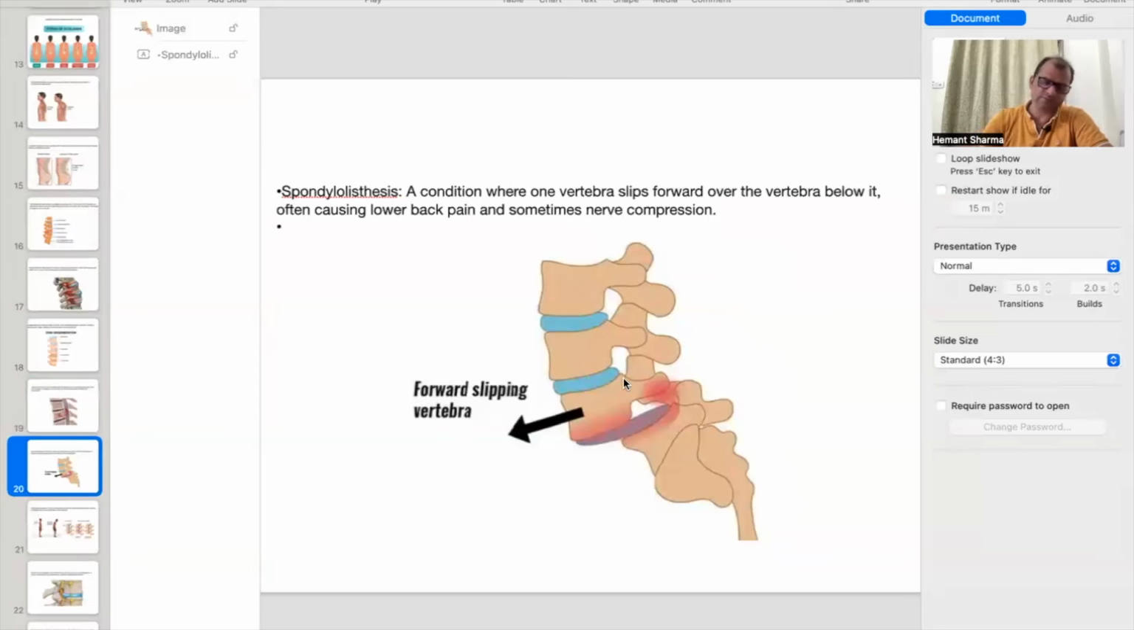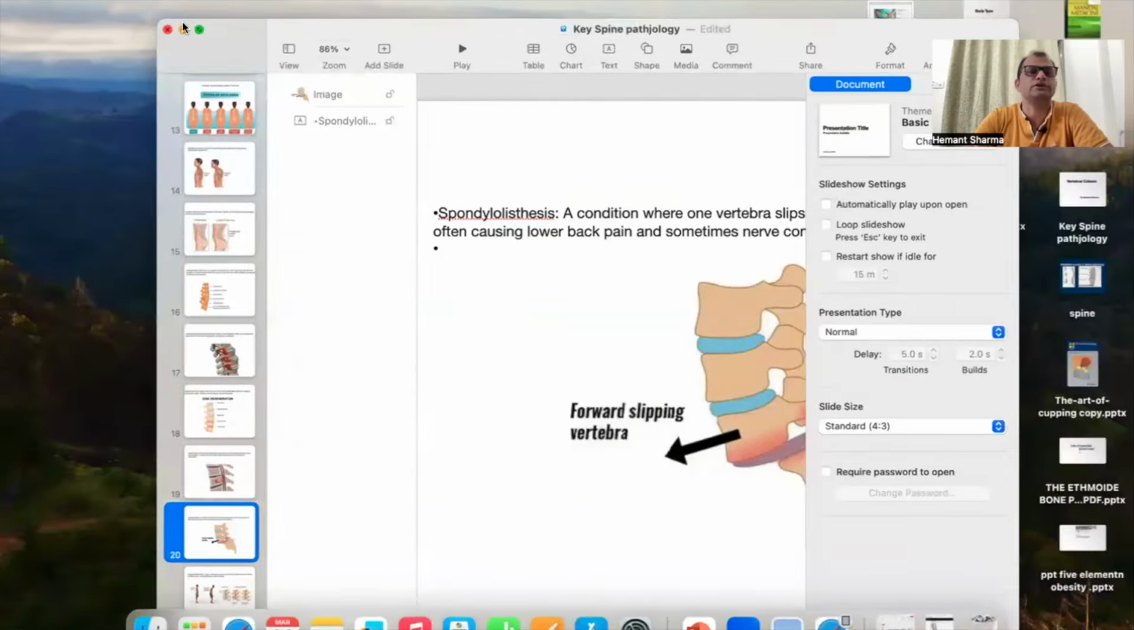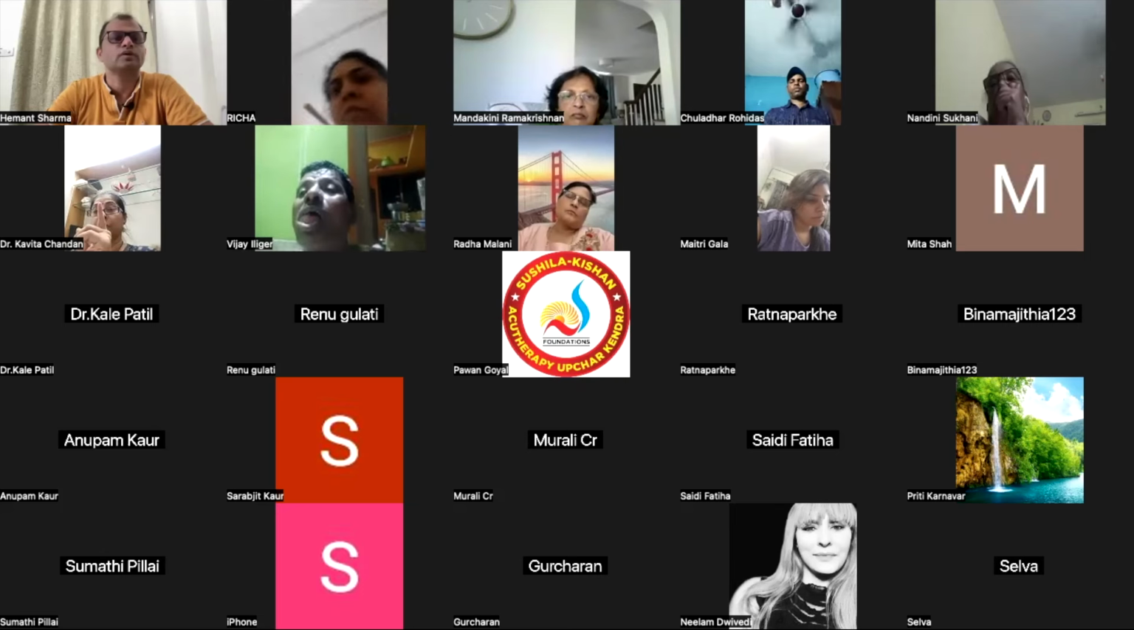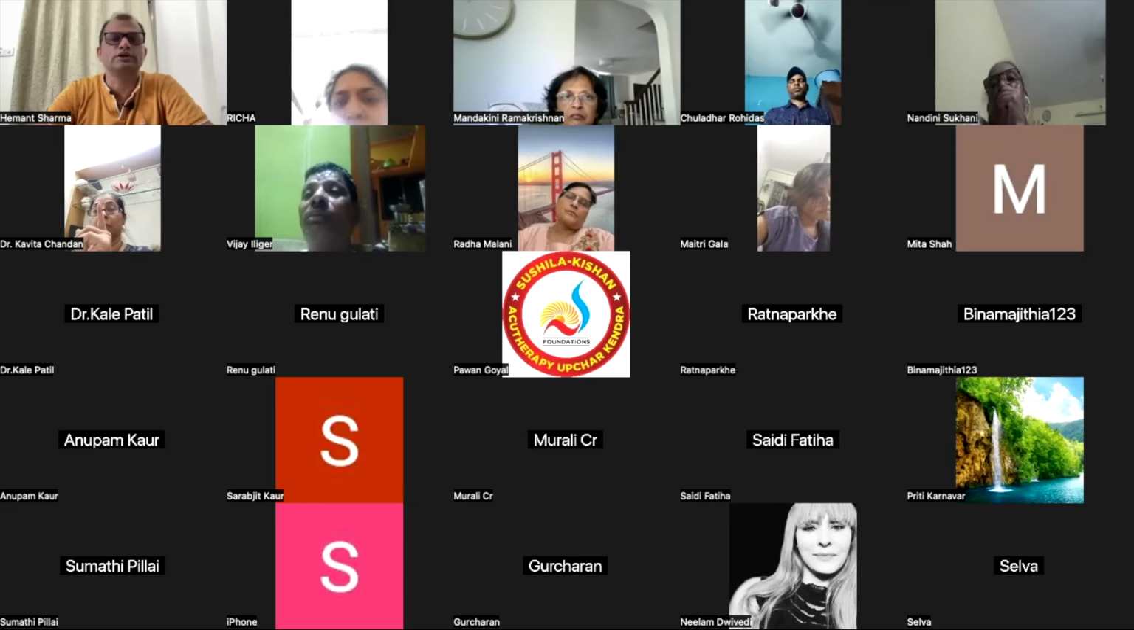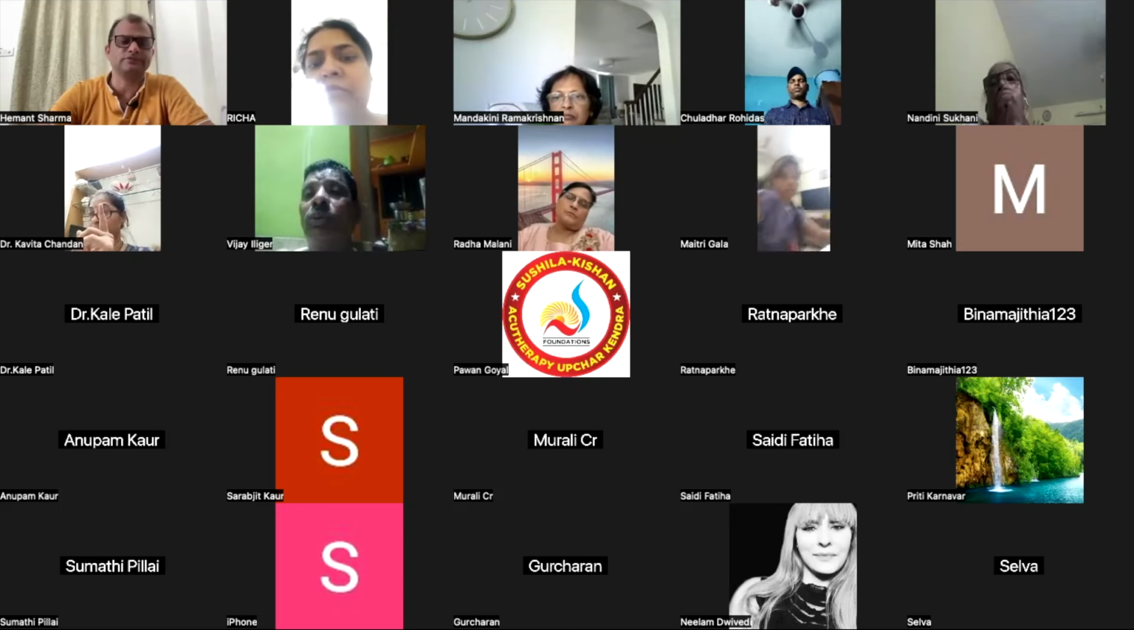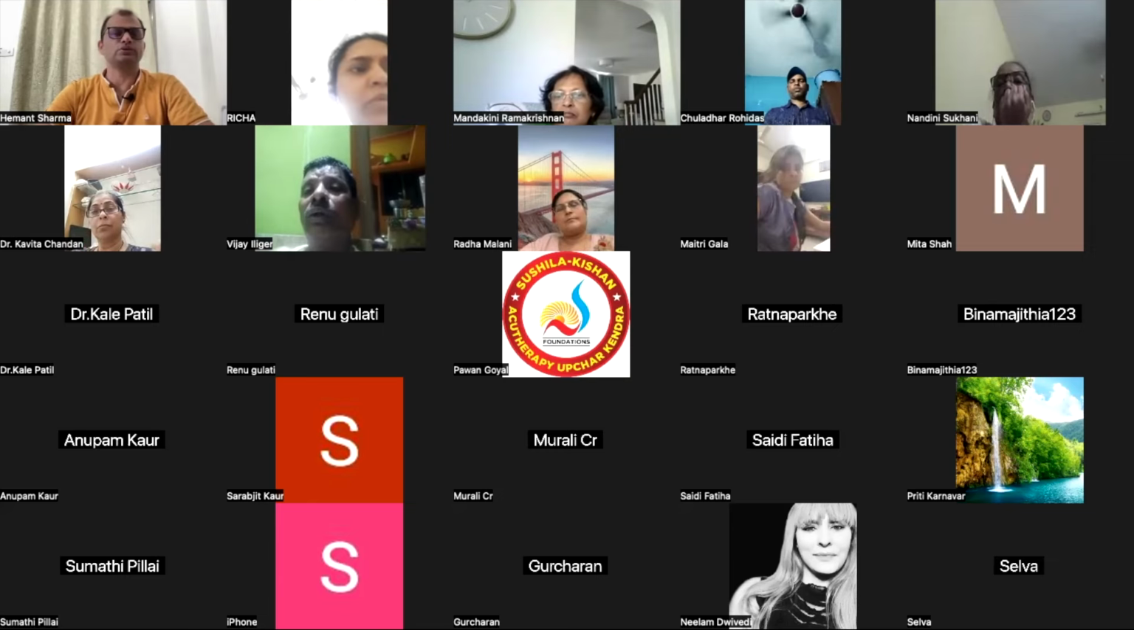This is called spondylolisthesis. आपने सुना ही होगा, because we are dealing with these patients every time. Spondylolisthesis. किसने नहीं सुना? हाथ ऊपर उठाए. Raise your hand if you have not heard this name. Spondylolisthesis. यानी सबने सुना है. चलिए, good. I will show you the image.